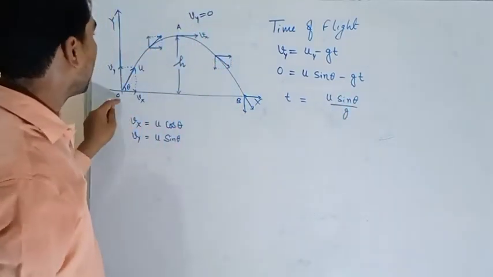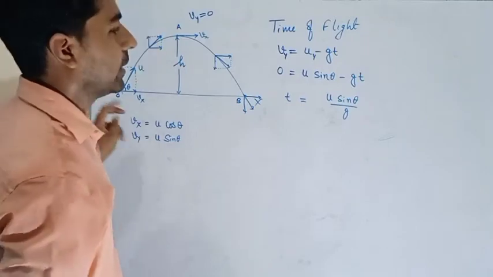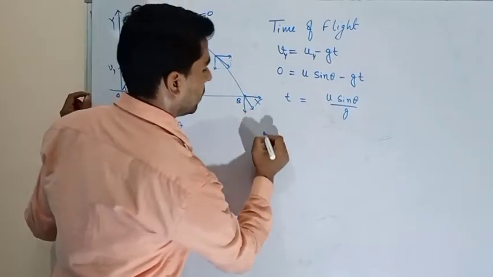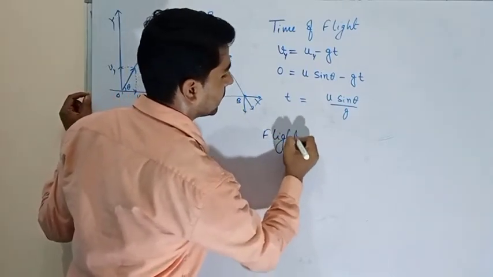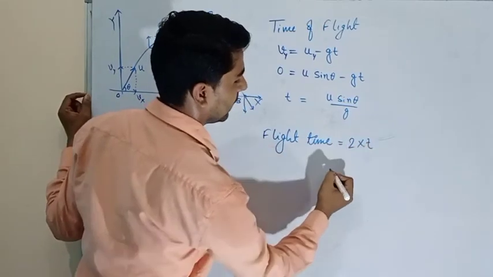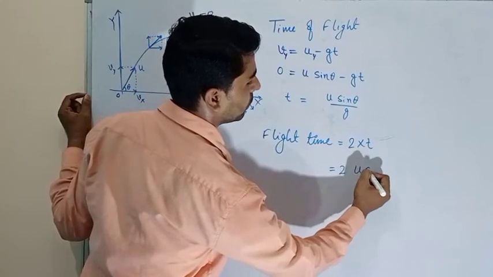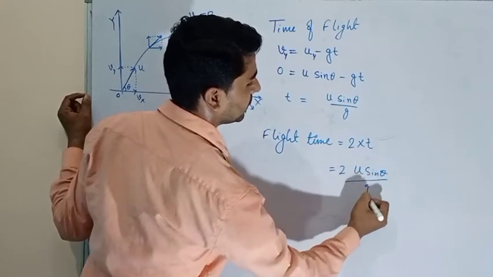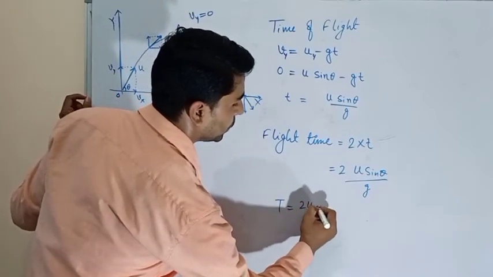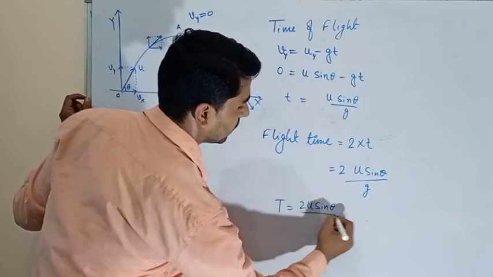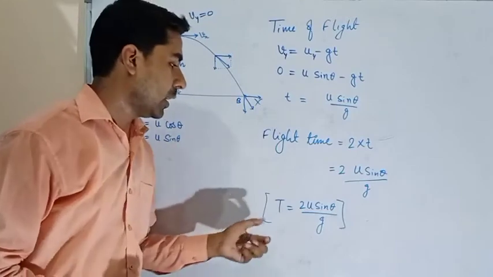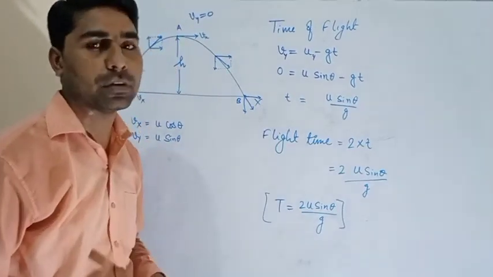So this is the time taken from O to A. The total time, or you can say the time of flight, is equal to 2 into small t, so 2 into u sine theta upon g, and the symbol for the flight time is capital T, that is 2u sine theta upon g. So remember this, because there are many questions which are based on this topic.